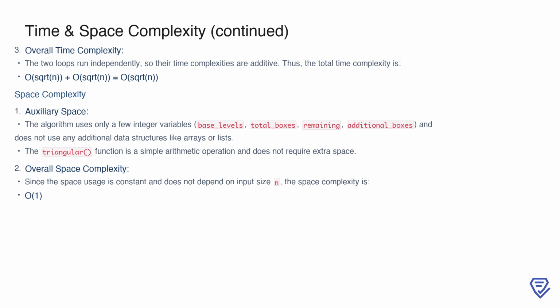Moving on to space complexity, the algorithm only uses a small number of integer variables, such as base_levels, total_boxes, remaining, and additional_boxes. No additional data structures, such as arrays or lists, are used. The triangular function itself is a simple arithmetic operation and does not consume any extra memory. As a result, the space complexity of this solution is constant, or O(1). This reflects an efficient use of memory, irrespective of the input size.